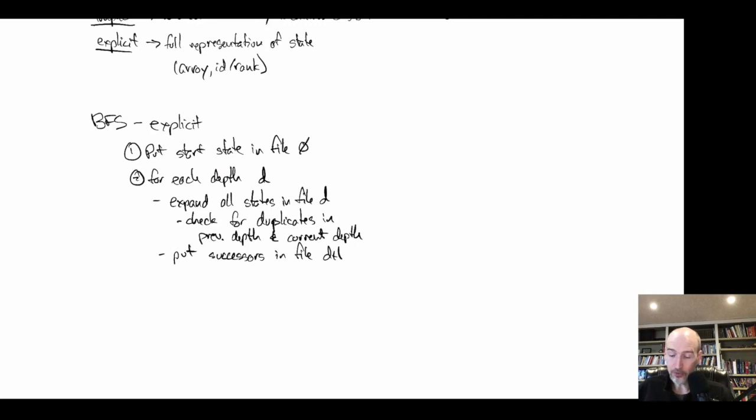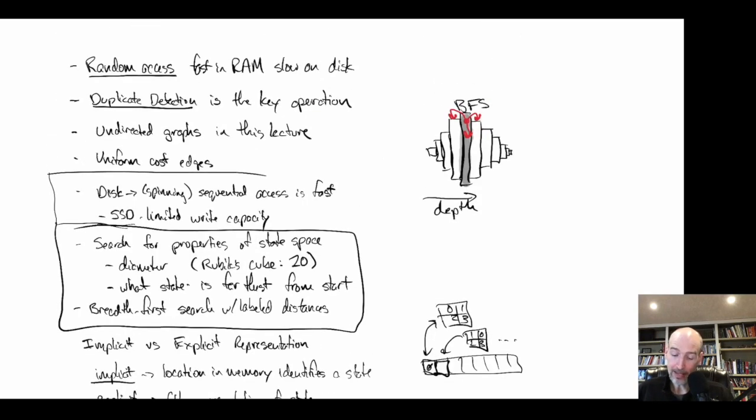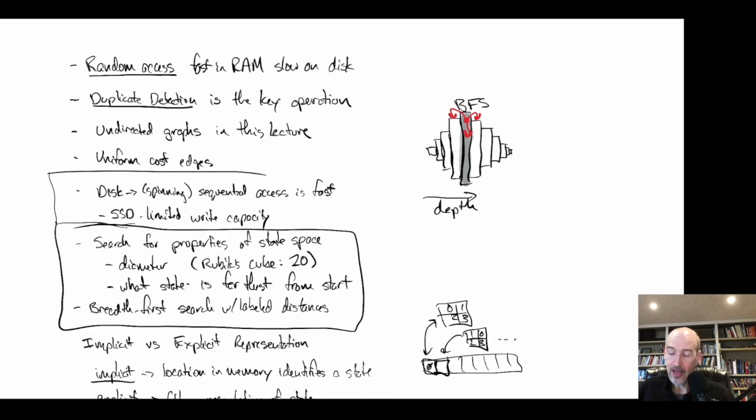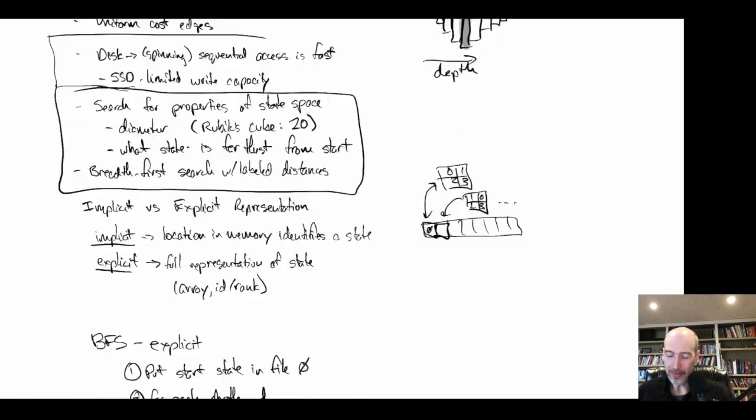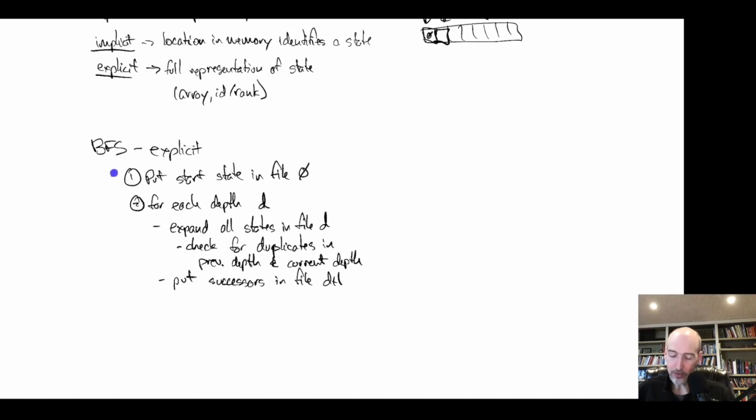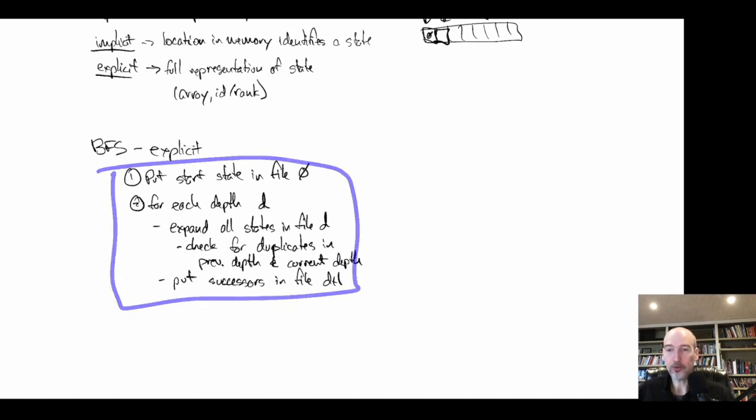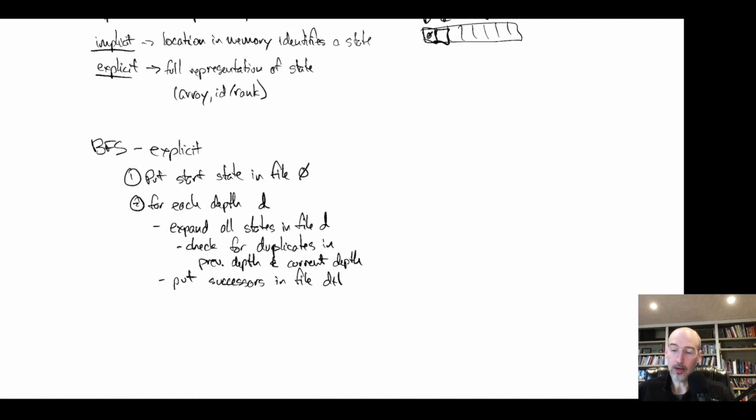So this breadth-first search, as we've described it here, is doing this sequential access. And there's no random access at all. So this is what makes something like this efficient, and why this general approach for a breadth-first search is going to work in practice.